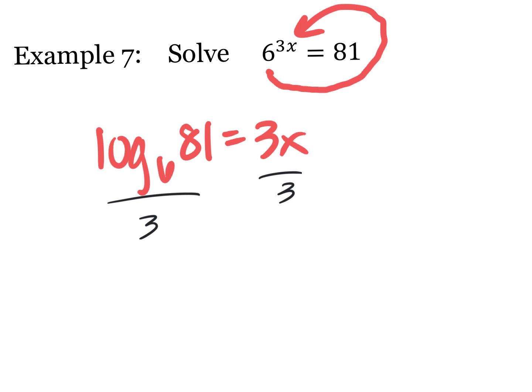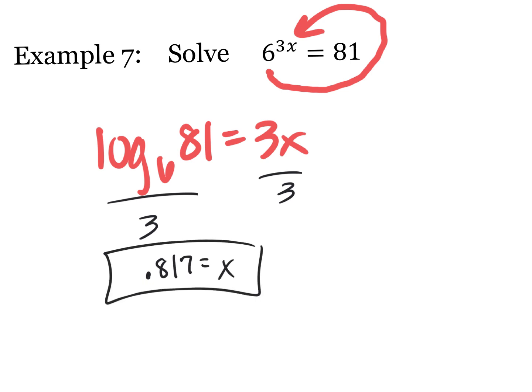Math, up arrow, log base. Oops, I just hit the wrong buttons. Math, up arrow, log base 6 of 81. Will you have a calculator for this entire thing? We got 0.817. Now, you might be like, did I get that right? You guys, we can just plug it in and say, is 6 to the 3 times that answer equal to 81?